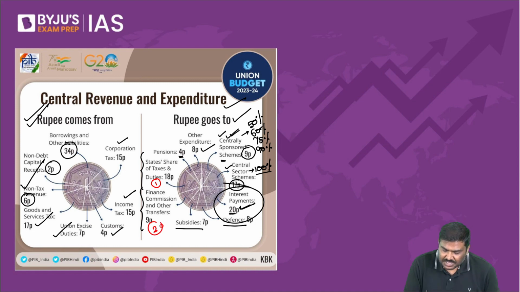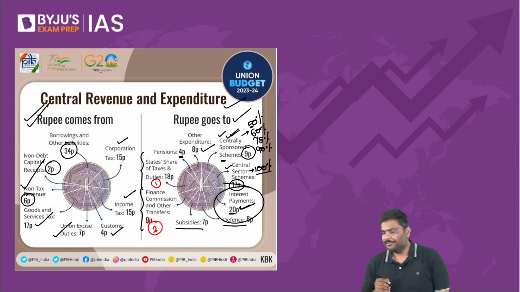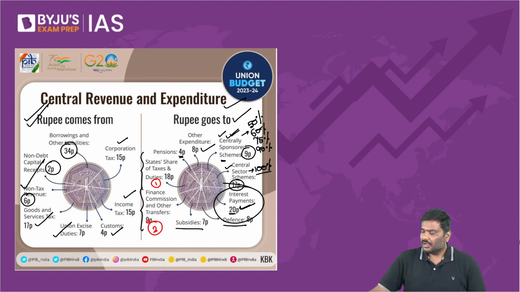Let me know. Component number 1, state's share of taxes and duties for the current finance year, is 18 paisa. Component number 2, finance commission and other transfers, grants, is 9% or 9 paisa. So I hope you understand why Government of India, whenever they spend the money, will also have a carve out.